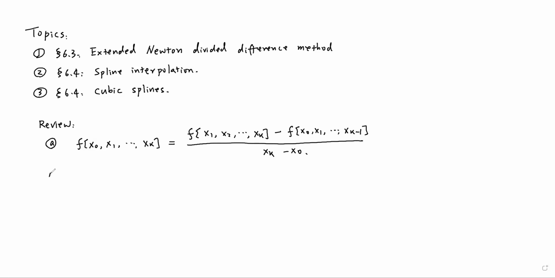The second formula is for when the nodes are identical. The definition of divided difference is here: there are k plus 1 copies of x0. Then the formula to compute this divided difference is 1 over k factorial times the derivative of order k of function f, evaluated at x0.